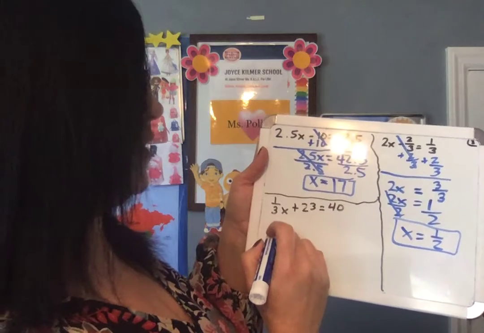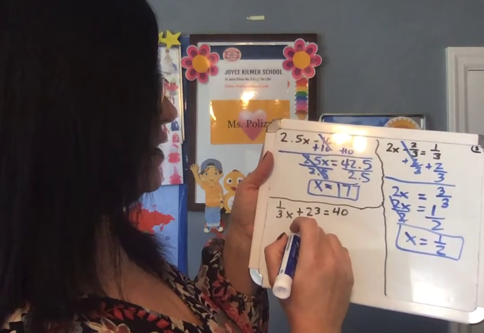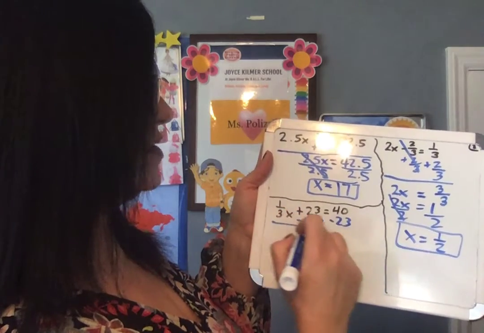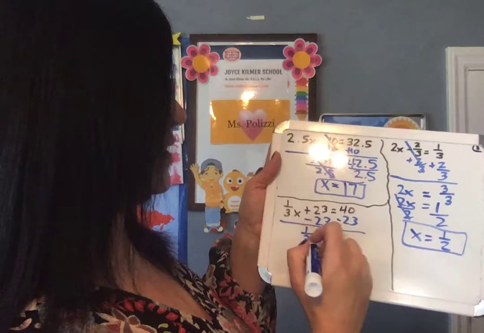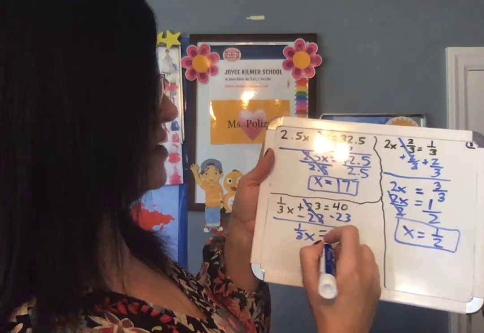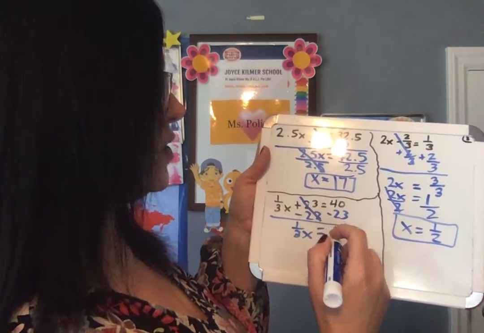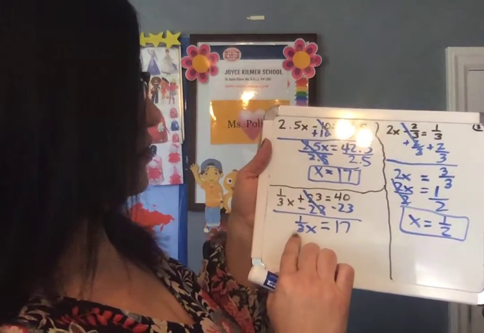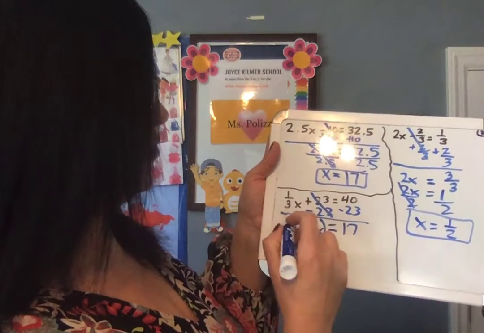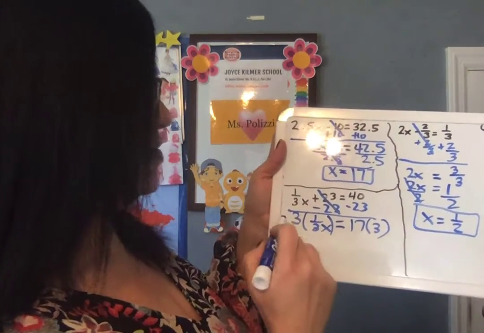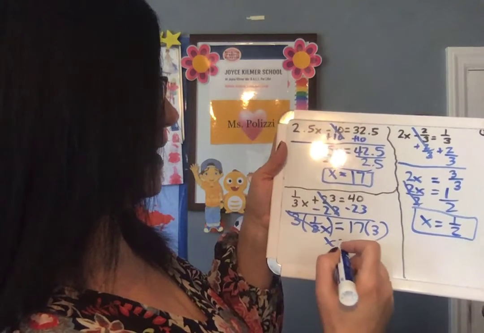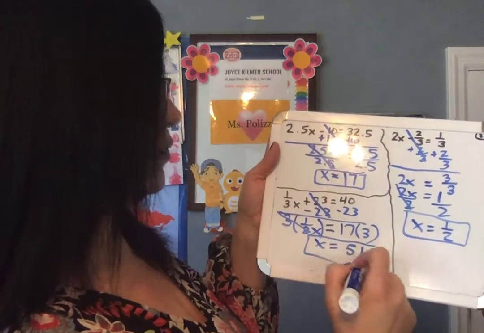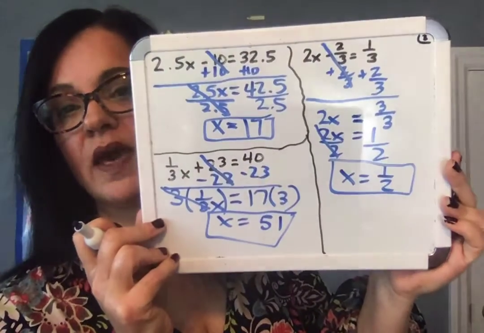So over here I have 1/3 x plus 23 equals 40. The first thing I would do is I would subtract 23 on both sides, bring down my 1/3 x, cross out my 23's, and 40 take away 23 is 17. Now at this point, I would just take my denominator 3 and I would multiply 3 on both sides, cross this out, bring down my x, and then 17 times 3 is 51. So that would be my solution, okay?